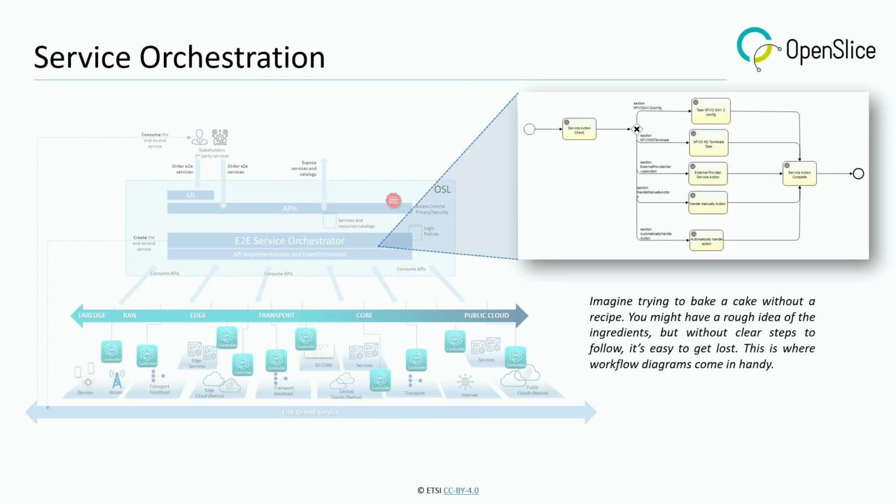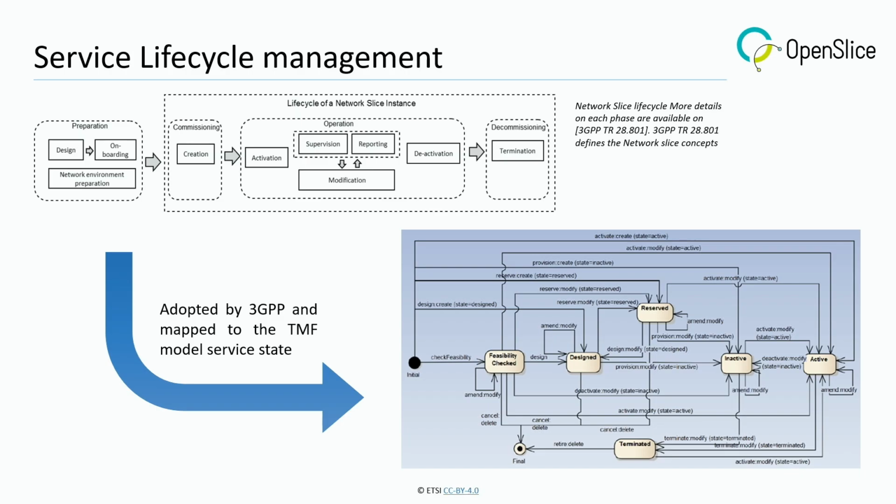So how do we come from service specification towards actual instantiations of services? This happens through service orchestration, which provides actually the recipe on how to provide services from service specifications. The actual instantiated service follows the life cycle of 3GPP, as you can see, which is preparation, commissioning, operation, and decommissioning. All this modeling from 3GPP was adopted by OpenSlice and was mapped to the TMF model service state. Examples of this will be shown later in the hands-on session as well.